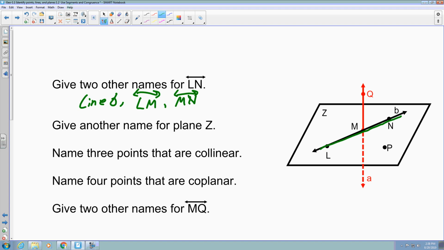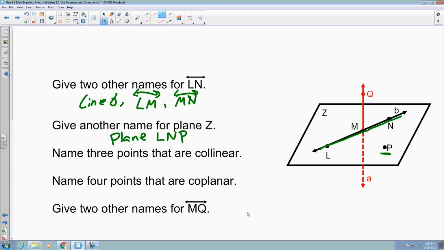Okay? Here it says give another name for plane Z. All right, so you have to make sure that all 3 points can't lie on the same line. So you can't use L, M, and N. You have to use this point P in some of it, but you can choose the other 2, it doesn't matter which. So I can call this plane LNP, or you could call it LMP if you like. It doesn't make a difference. It still would represent the same plane.